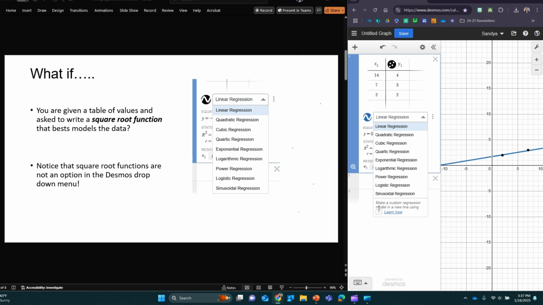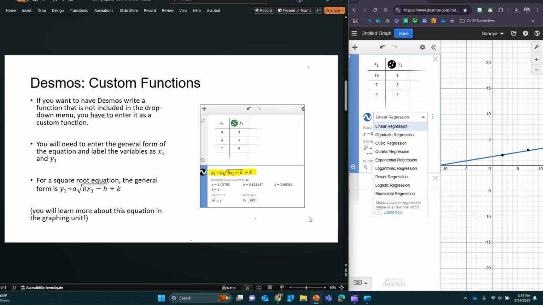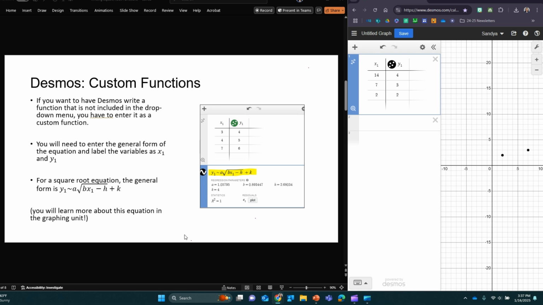But you'll notice right here in the bottom, it says Make a custom regression model in a new line. And that's actually what we're going to be doing. So Desmos has this feature where you can write custom functions. So if you want to write the equation of something that's not included in their menu, you have to enter it as a custom function. And what you need to know is the general form of the equation.